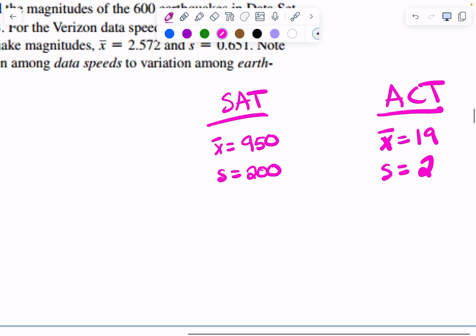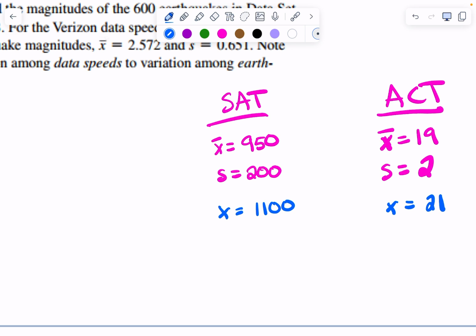Now, I am taking both tests, and my value is X. On the SAT, I scored an 1100, slightly above average. On the ACT, I scored a 21. Did I do better on the SAT or on the ACT? Let's find out.